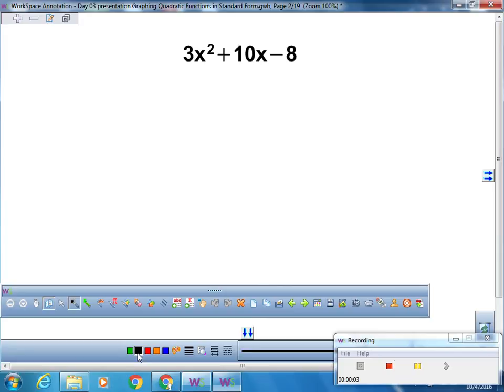A colleague came in yesterday, and he said, how are you teaching the kids to factor? Because this always seems to be of major concern.